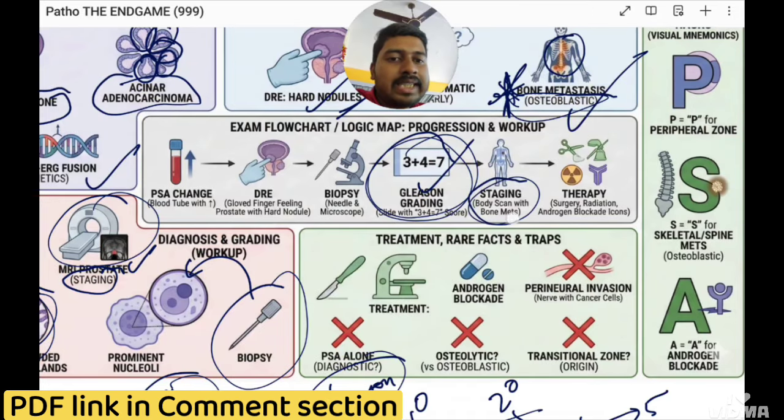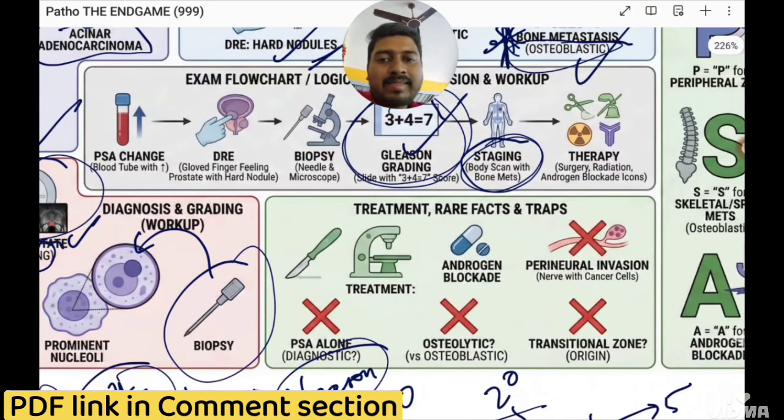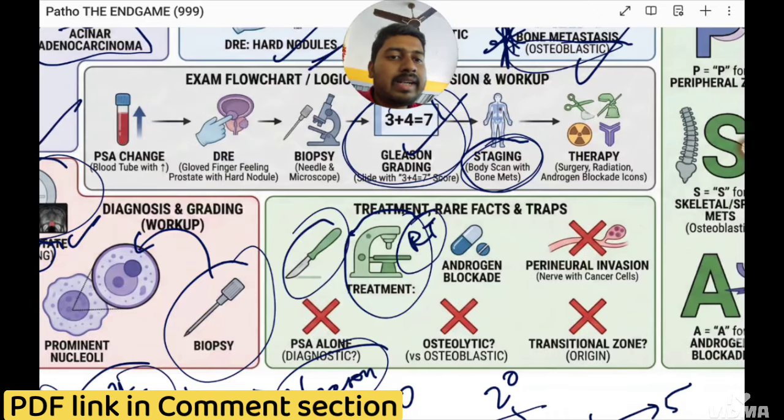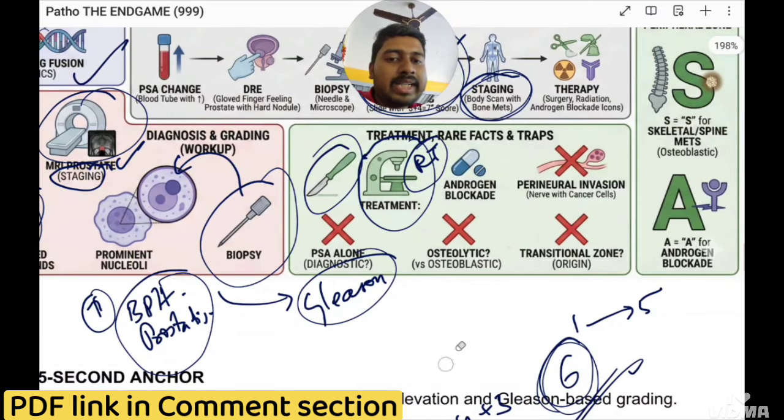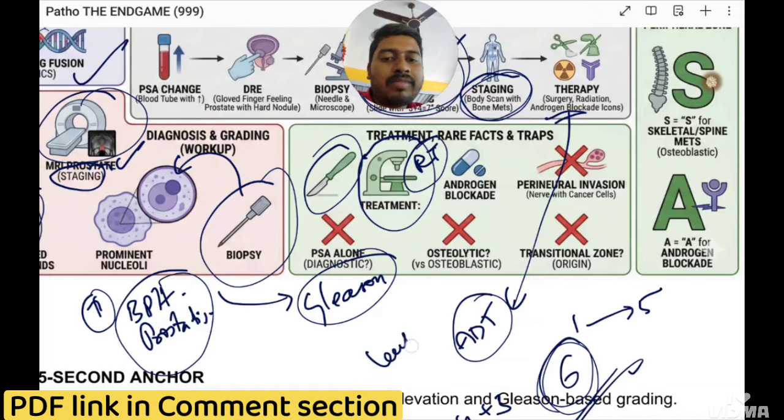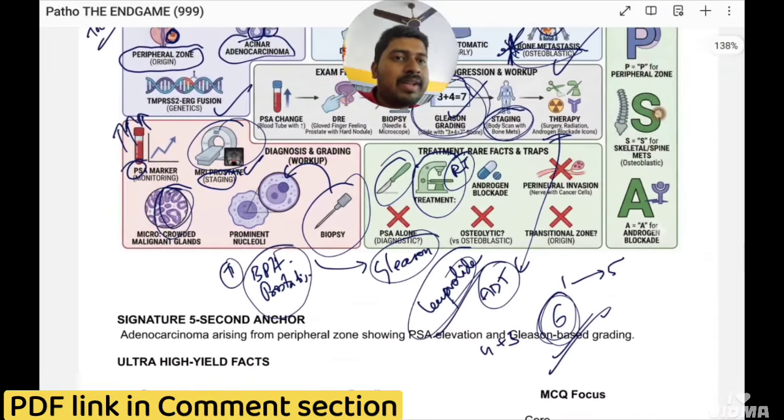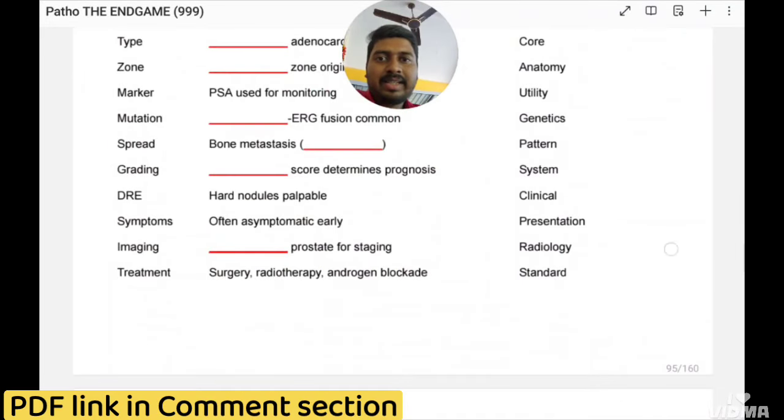For staging, we'll use a body scan, that is, a PET scan also, to see for bone metastasis. Treatment is simple. Treatment is surgical. We'll remove the prostate, or based on the stage, we give radiotherapy. There's no chemotherapy. Among drugs, we give androgen blocking agents. This we call androgen deprivation therapy. One example is leuprolide. I don't think you should go into detail with the mechanism. So I think I have explained everything important.